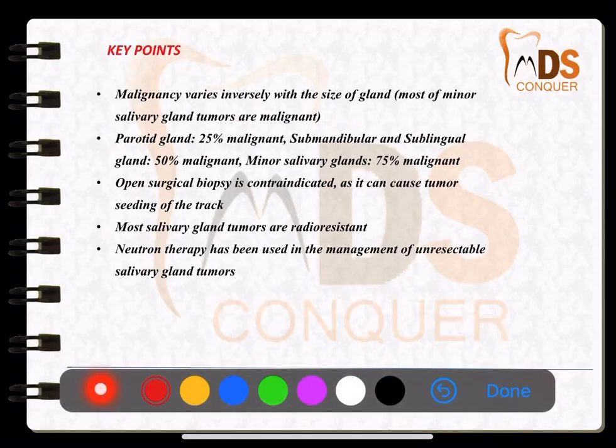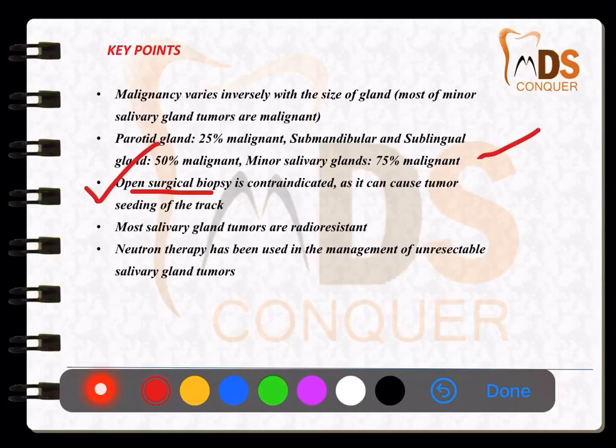Coming to the very important key points, students. Malignancy varies inversely with the size of the gland. Mostly minor salivary gland tumors are malignant, whereas benign tumors are common in the parotid gland. Parotid gland tumors are 25% malignant, submandibular and sublingual 50% malignant, whereas minor salivary gland 75% malignant. Open surgical biopsy is contraindicated because it can cause tumor seeding of the tract. Remember that open surgical incisional biopsy, as we have discussed, is contraindicated.